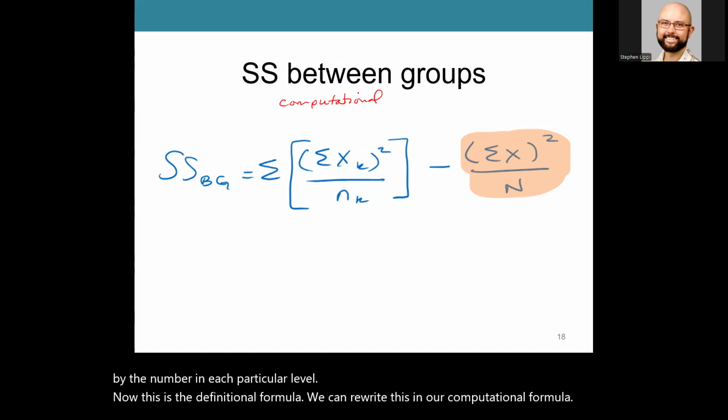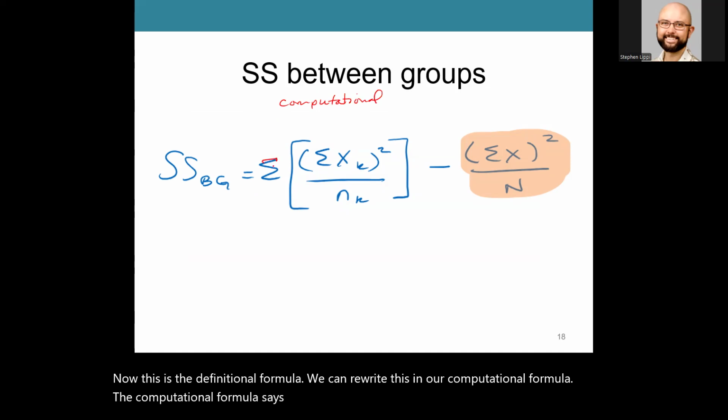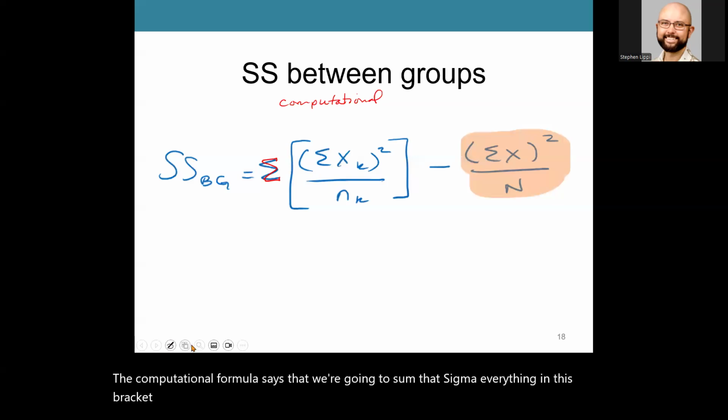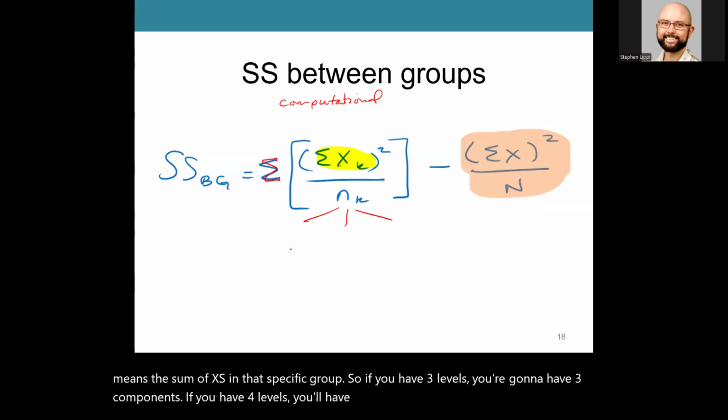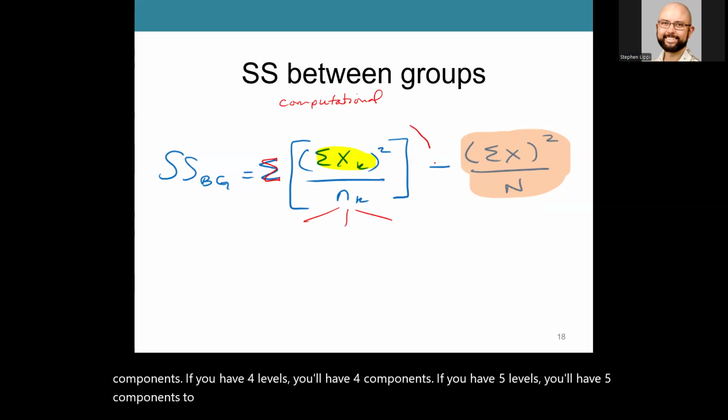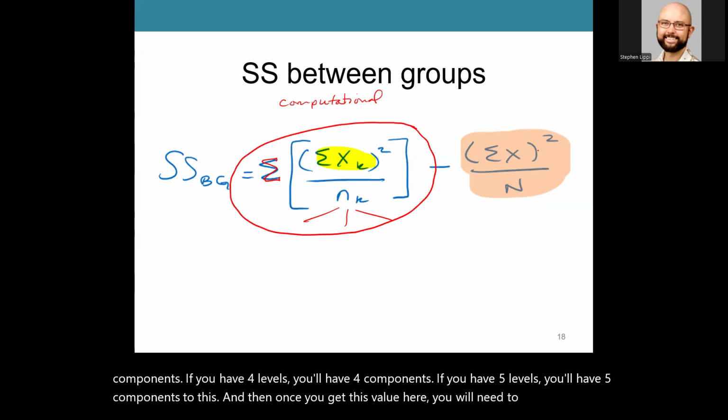The computational formula says that we're going to sum, that's sigma, everything in this bracket. Remember from our discussion with the one-way ANOVA, the sum of x sub k just means the sum of x's in that specific group. So if you have 3 levels, you're going to have 3 components. If you have 4 levels, you'll have 4 components. If you have 5 levels, you'll have 5 components to this. And then once you get this value here, you will need to subtract the sum of x's squared over n.